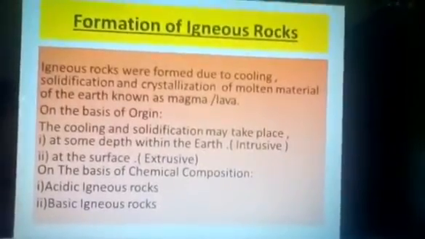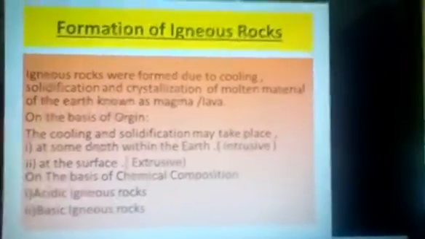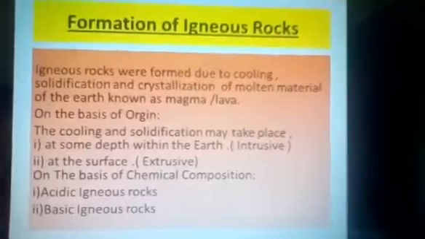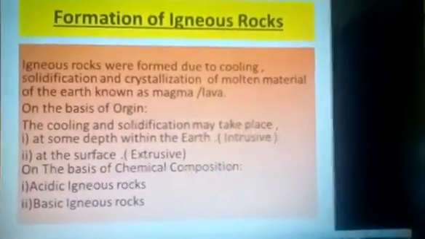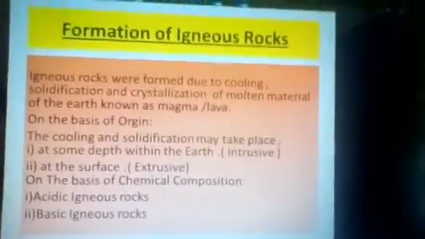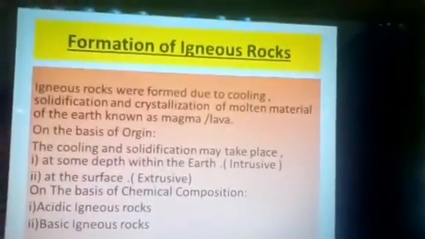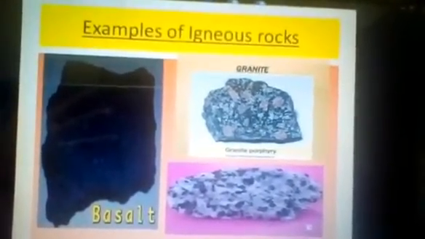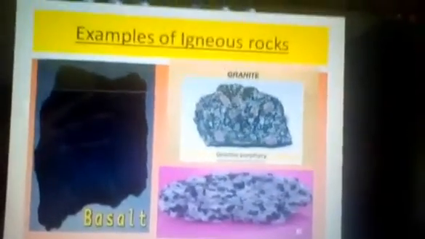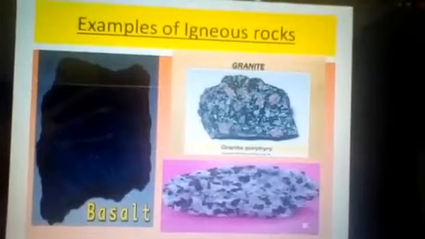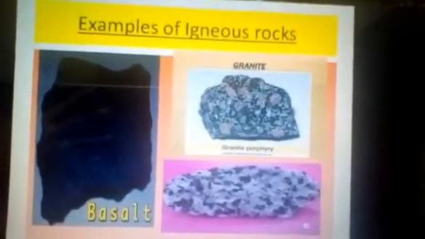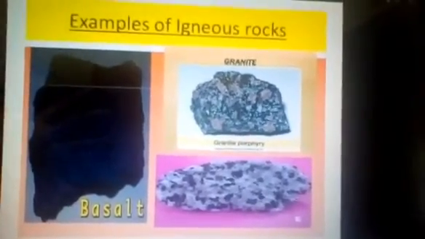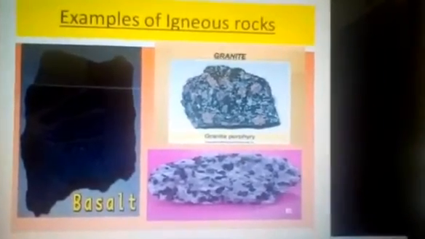As we have revised, igneous rocks have two subdivisions, one on the basis of origin, that is intrusive and extrusive igneous rocks, and on the basis of chemical composition, forming acidic and basic igneous rocks. Now you can see the pictures of basalt and granite here, so that you can clearly understand that granite has large crystals as the magma cools below the surface of the earth, and the process of solidification takes place slowly, leading to the formation of very large or comparatively large crystals. And the reverse happens in basalt as it is an extrusive igneous rock.